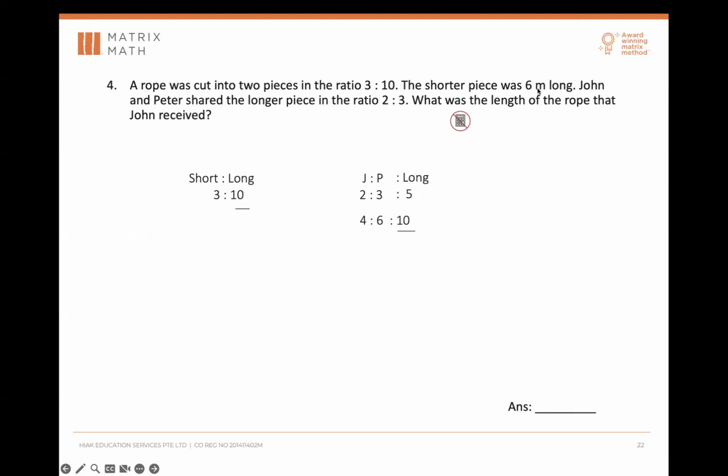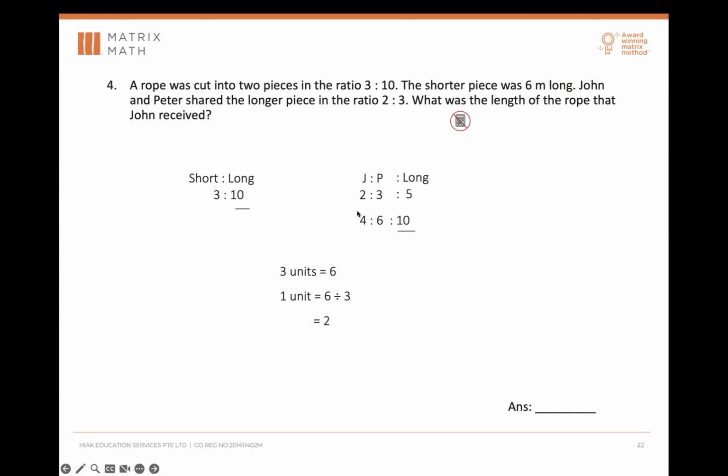The only value in the question is 6 meters. And this 6 meters refers to the shorter piece, 3 units, which I mentioned earlier. So 3 units is 6 meters, 1 unit is equal to 2 meters. Now, once you get 1 unit, read the question again. What was the length of the rope that John received?